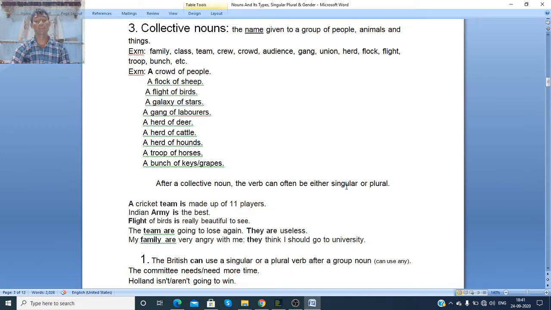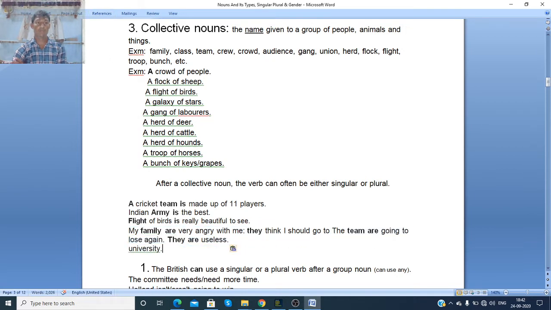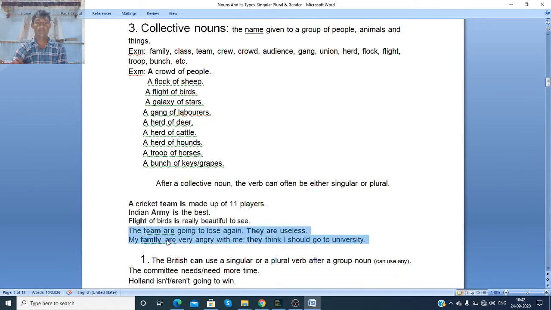When we are using a singular verb: a cricket team is made up of 11 players. We have used a and is. Indian Army is best. Is is a singular verb. Flight of birds is really beautiful to see. Is is singular. And the team are going to lose again. They are useless. Are and they, a plural verb and plural pronoun. My family are very angry with me. Are is a plural verb and plural pronoun.